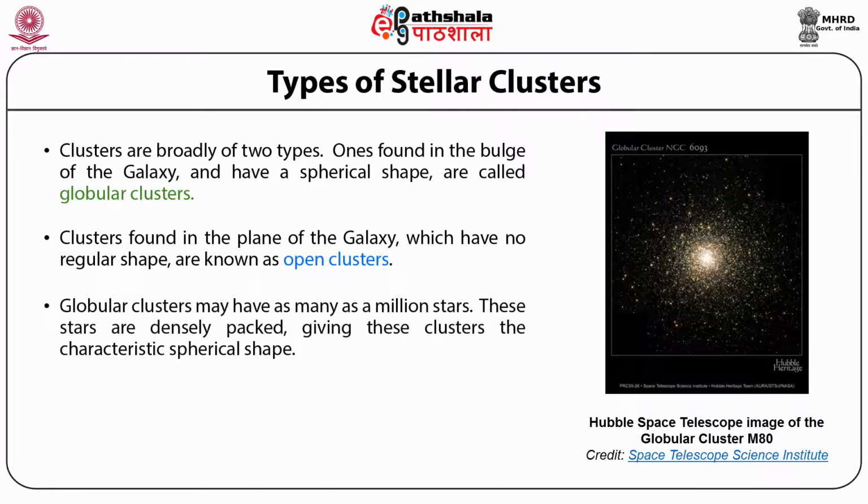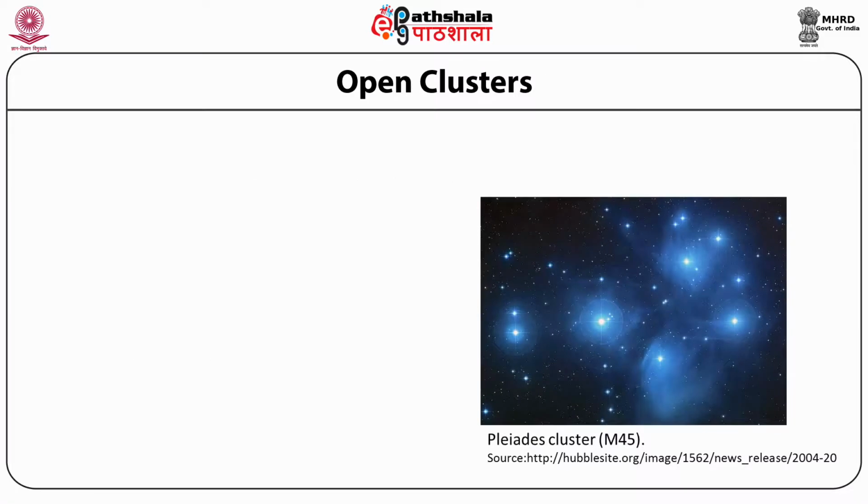Globular clusters may have as many as 1,000,000 stars. These stars are densely packed, giving these clusters the characteristic spherical shape. The stars in these clusters are old stars. The image shown here is the Hubble Space Telescope image of the globular cluster M80. Now let us study the open clusters.